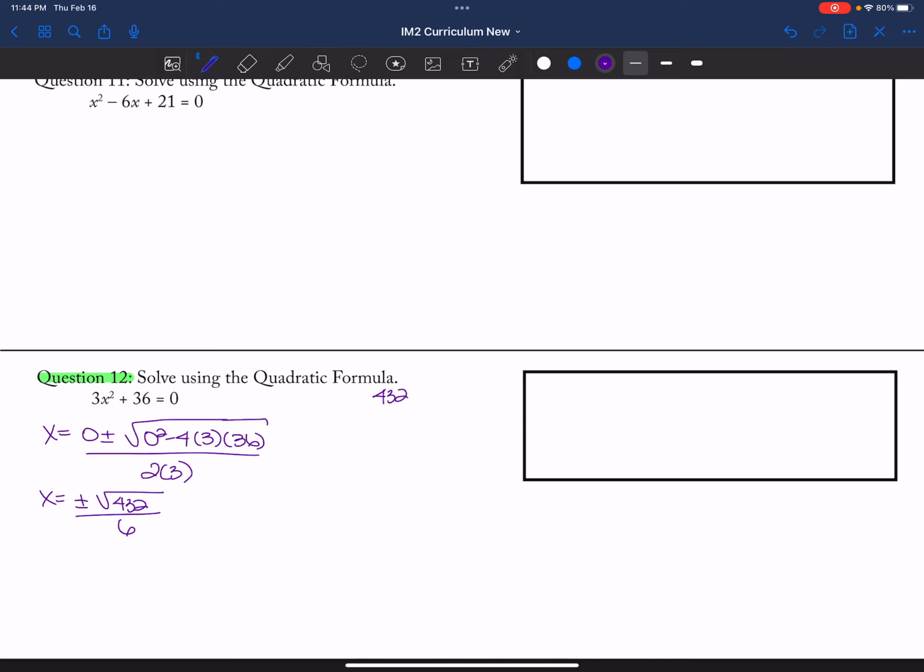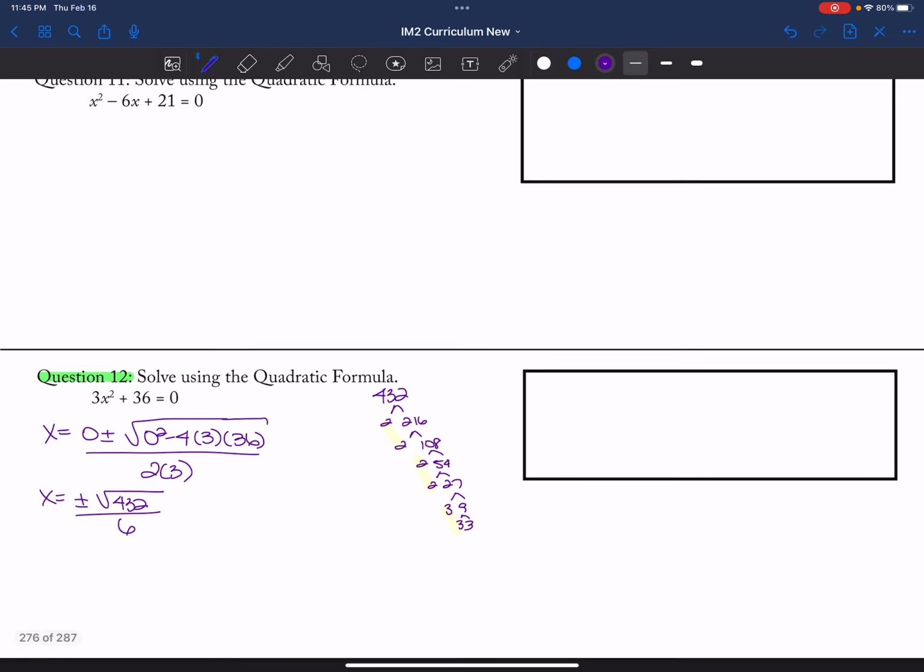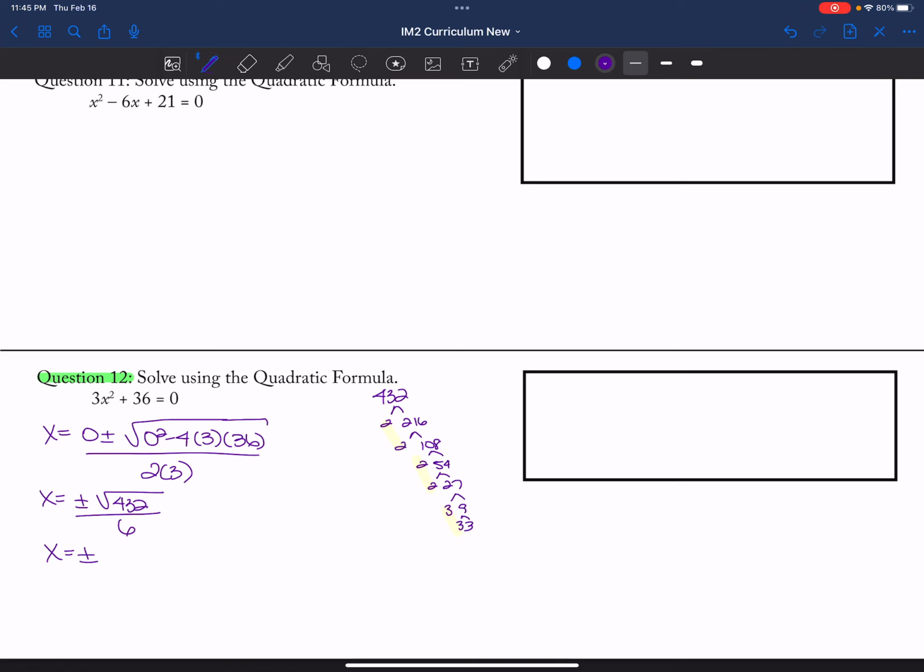So now the question is how to break down 432. So 432 is 2 and 216, 2 and 108, 2 and 54, 2 and 27, 3 and 9, 3 and 3. So then I have some pairs here. 1, 2, 3. So this is going to then become x is equal to plus or minus root 4, root 9, and then root 3 all over 6.